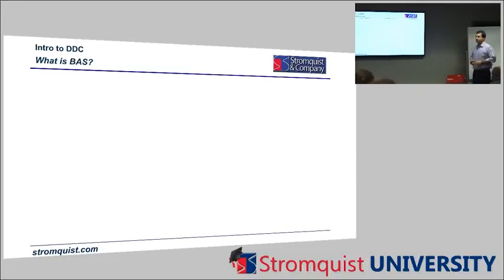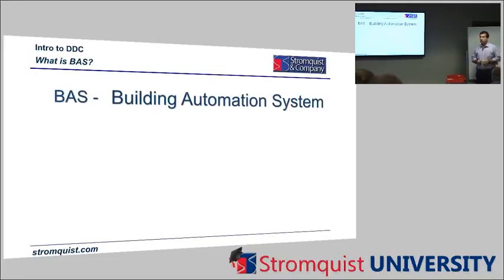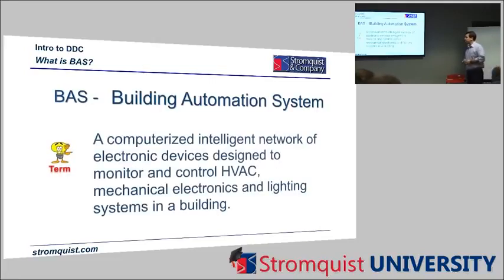All right, BAS. What's that? Building automation system. You got it. A building automation system is a computerized, intelligent network of electronic devices designed to monitor and control HVAC, mechanical, electronics, and lighting systems in a building. So if you think about it, could you have a building automation system but not DDC? You could, because technically the pneumatic stuff that you see out there is a building automation system, right?